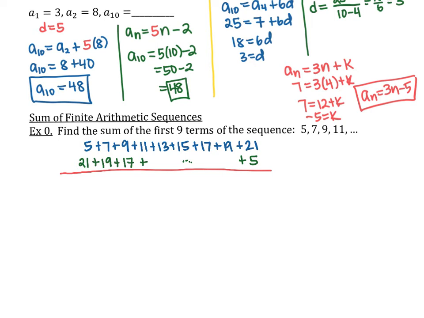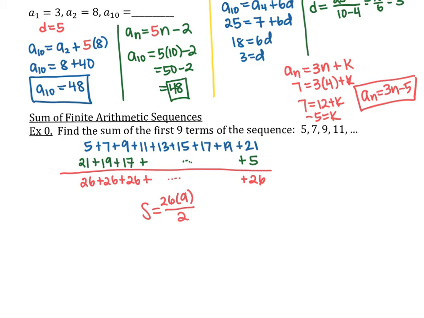So if I do 5 plus 21, I get 26. 7 plus 19 is 26. And if I keep going, this would just end up being a bunch of 26s added together. So the formula is basically, how I could figure this out easier, is I would do 26 times how many terms are there? There's 9 terms, so I have 26 times 9. But because I added the sequence twice, I am going to divide by 2. And this would give me the sum of the first 9 terms of the sequence.